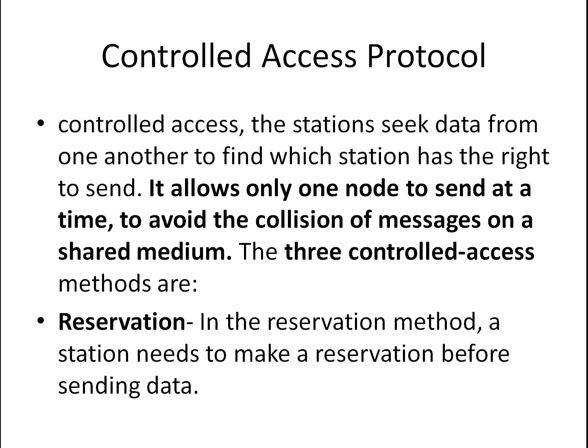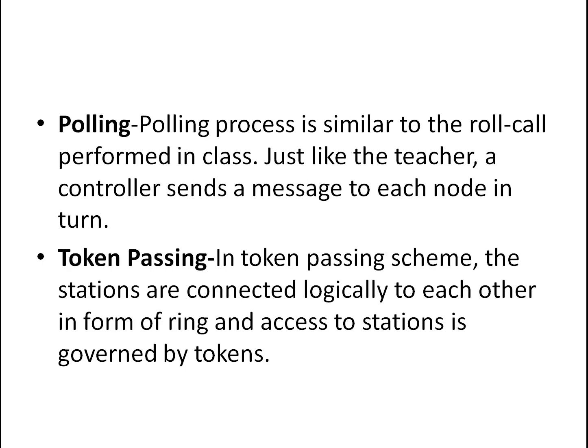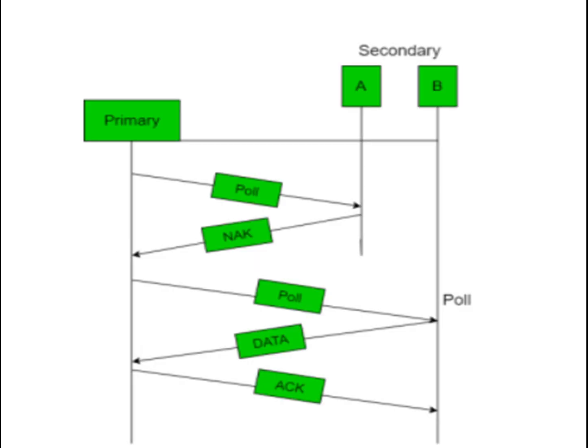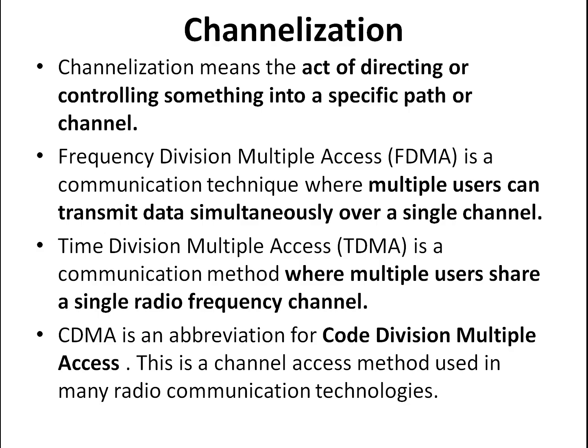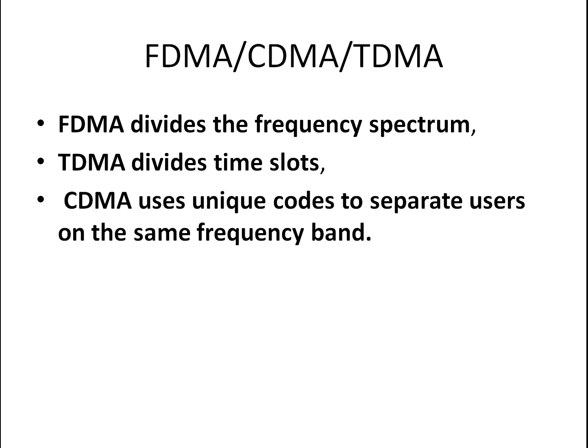The controlled access methods are reservation, polling and token passing. In the reservation method, the primary station sends the token. In the polling method, the primary calls the secondary, and data will be sent. In token passing, the token is passed around a ring structure. And channelization has FDMA, TDMA, and CDMA: frequency division multiple access divides the frequency spectrum, time division multiple access divides time, and CDMA uses a unique code to separate users in the same frequency band.